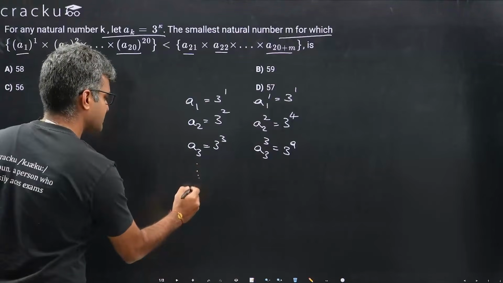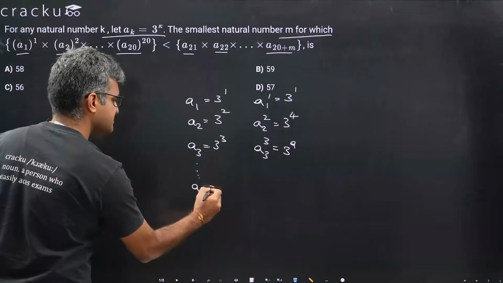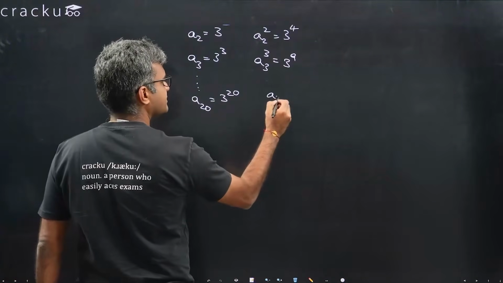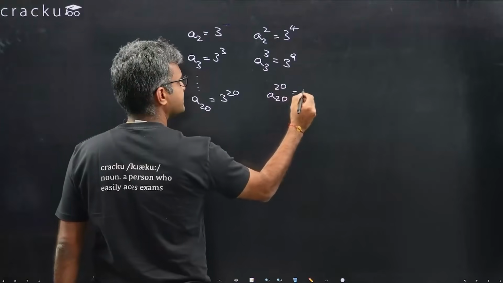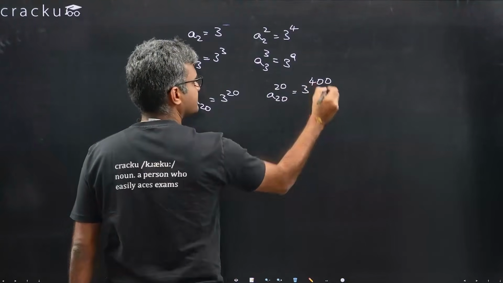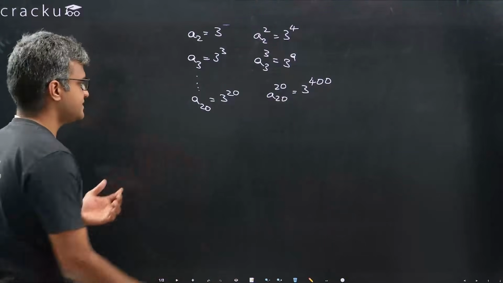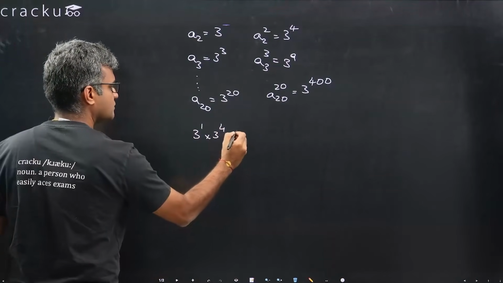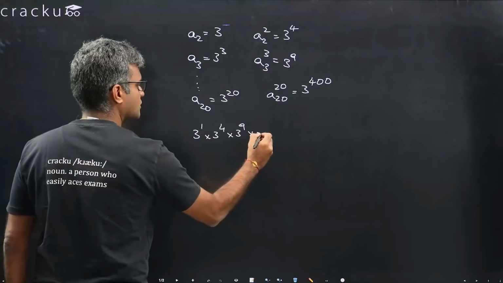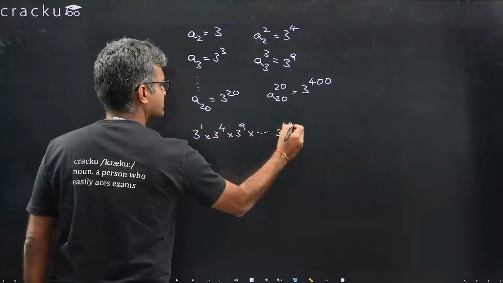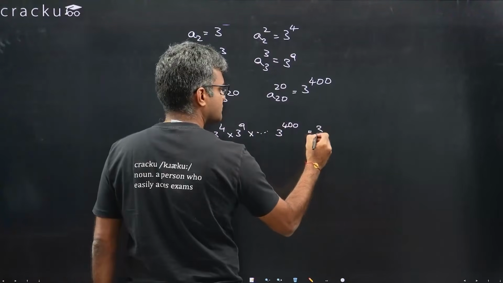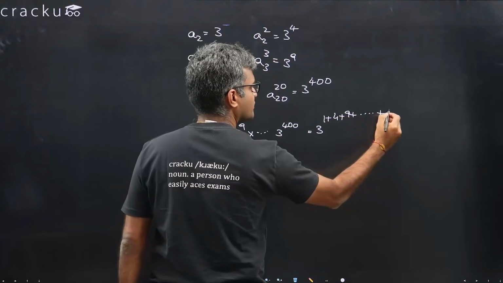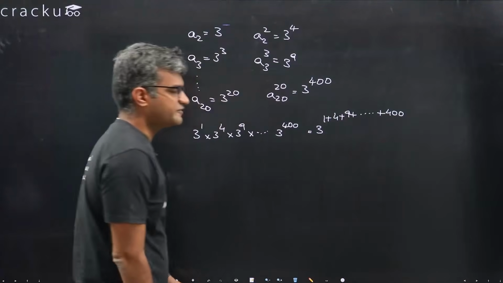Similarly, what is a20? a20 is 3 to the power 20. Therefore, a20 to the power 20 is equal to 3 to the power 400, which is 20 square. So the left hand side is 3 to the power 1 into 3 to the power 4 into 3 to the power 9 into dot dot dot dot into 3 to the power 400. This is equal to 3 to the power 1 plus 4 plus 9 plus dot dot dot dot till 400. What is the sum of the perfect squares?